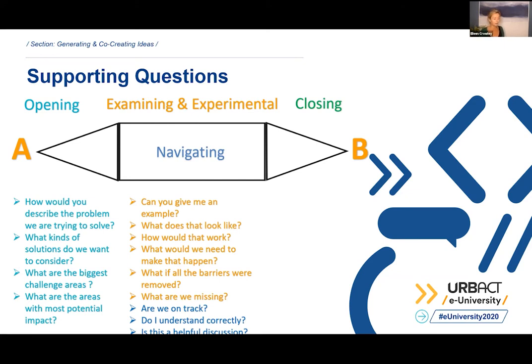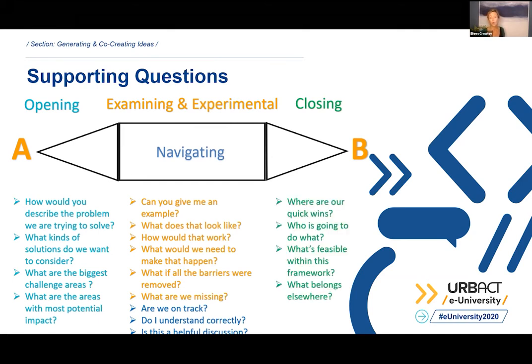Then navigating questions. Are we on track? Is this a helpful discussion, or should we move it on to something else? And finally, closing questions. Where are our quick wins? What's feasible within this framework?